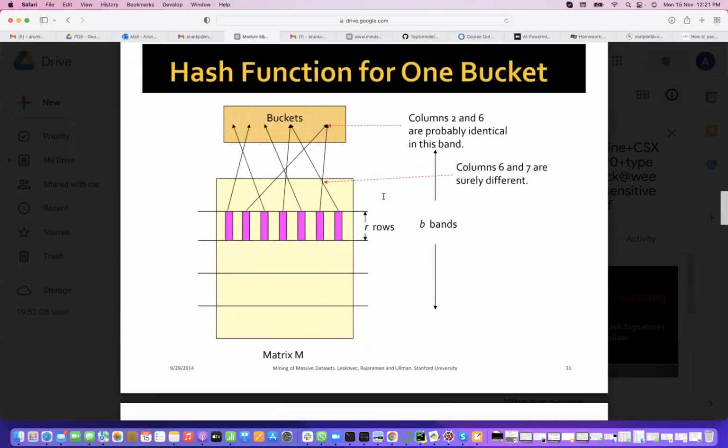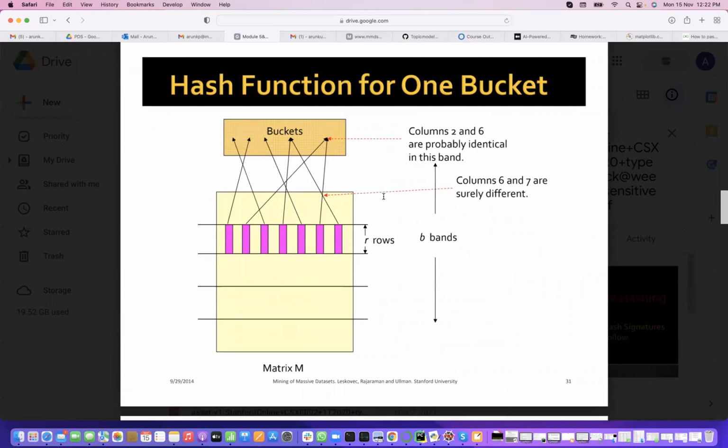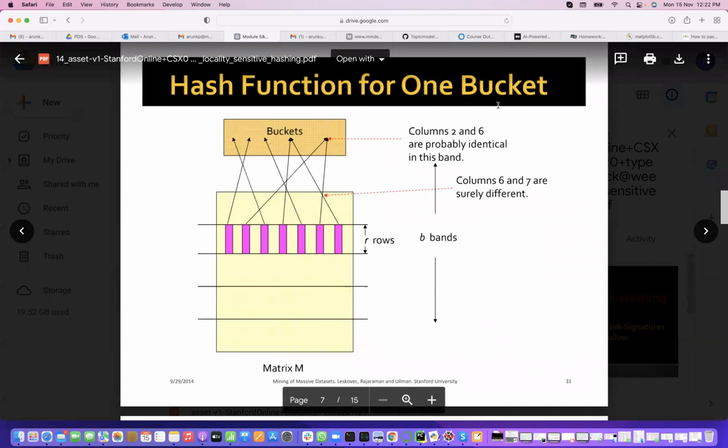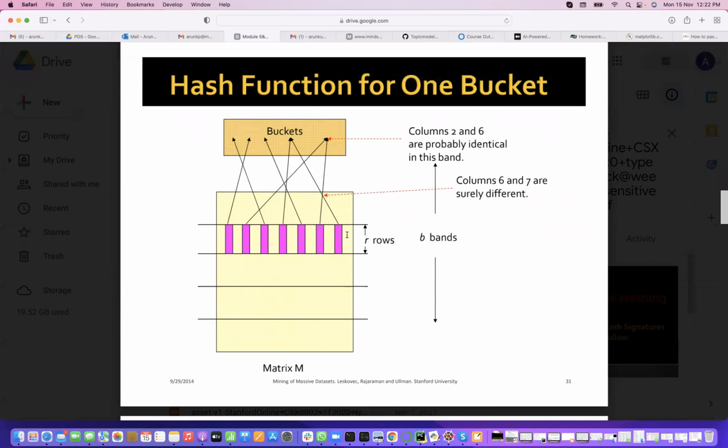So we'll see some advice on how to tune R and B. Hash functions for one bucket. So you have a bucket, hash functions for one bucket. R rows you have in this band, and for this band, one hash map is taking them into buckets. Now earlier, how many columns do you have? 1, 2, 3, 4, 5, 6, 7 columns you have.